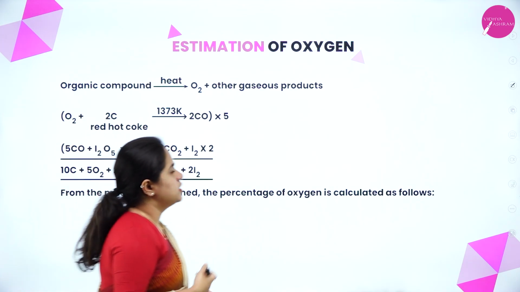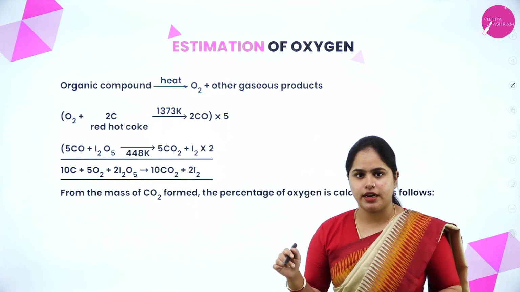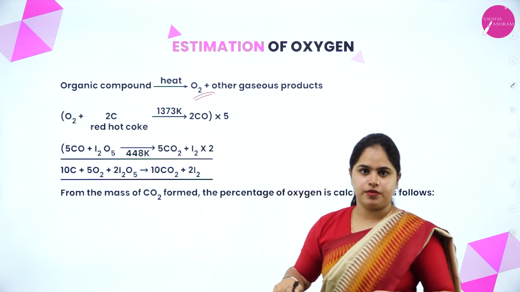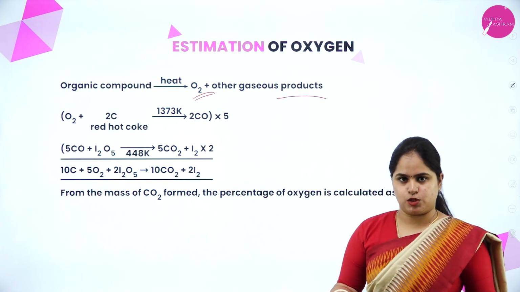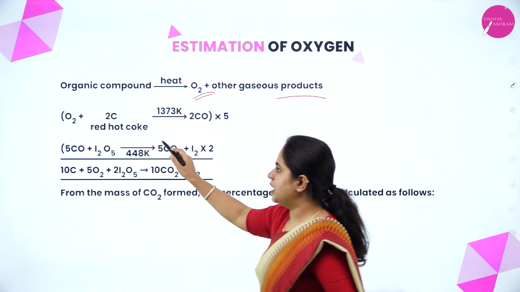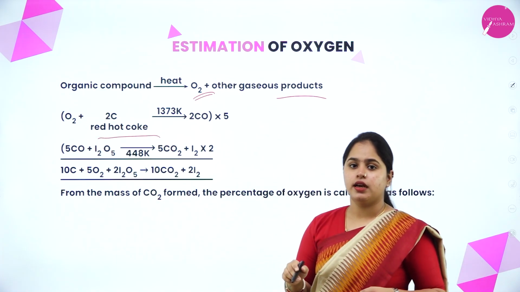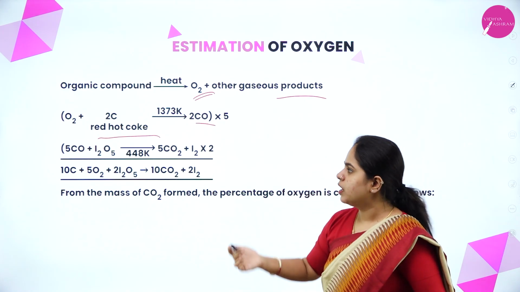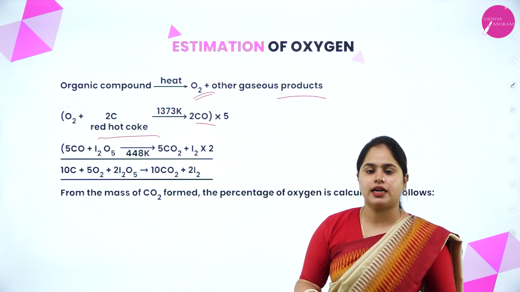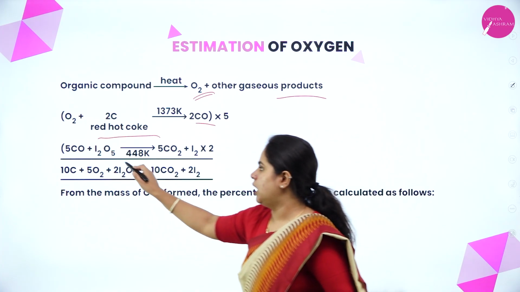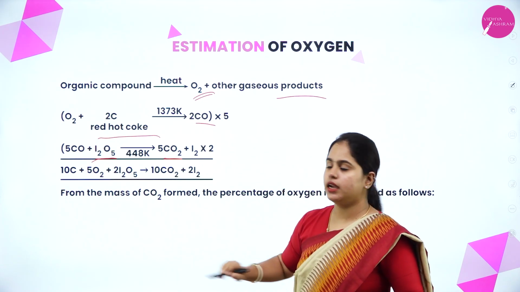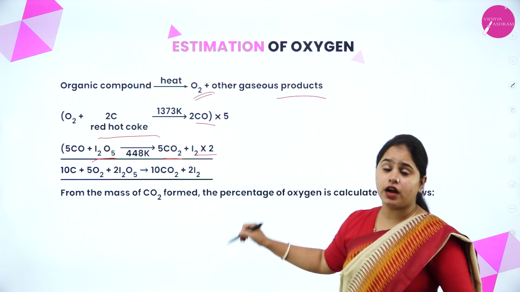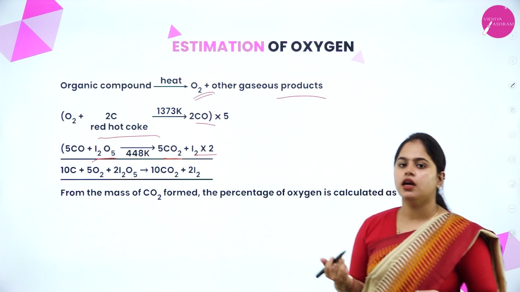So let us see. The organic compound is first heated, pyrolyzed, that means under high temperature it is decomposed, and we obtain oxygen and other gaseous products as well. Now that is made to react with red hot coke, and carbon monoxide will be formed. This carbon monoxide is further reacted with iodine pentoxide, and we get carbon dioxide and iodine gas, which is liberated. From the mass of carbon dioxide which is formed, we can calculate the percentage of oxygen.